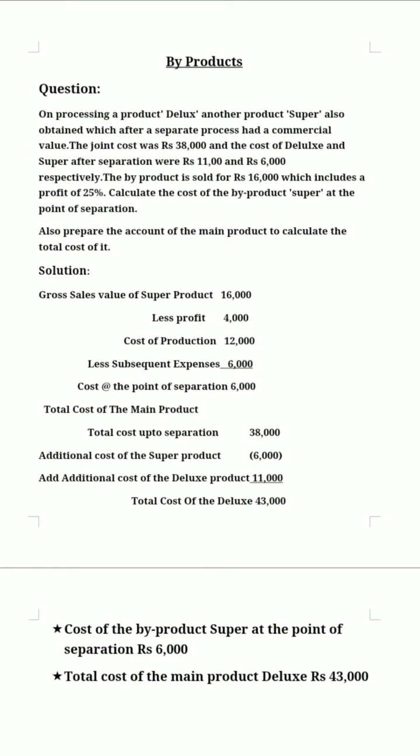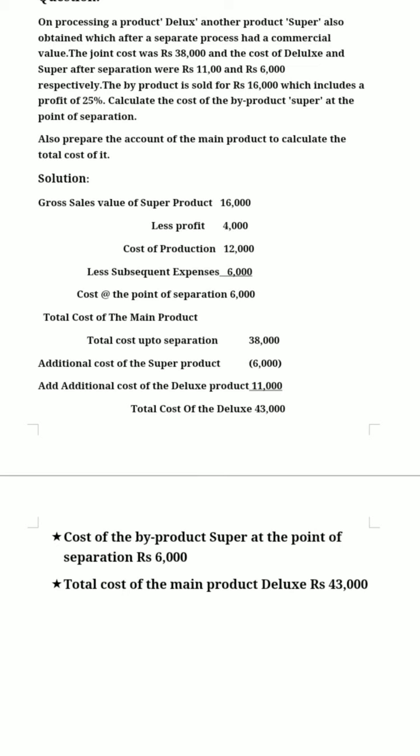So once again I am summing up this problem, pointing out the final answers. Here the final answer for the cost of the byproduct at the point of separation is 6,000, and the total cost of the main product, that is delivers, is rupees 43,000. So now the question is solved. I hope all of you understood these practical questions. So thank you.